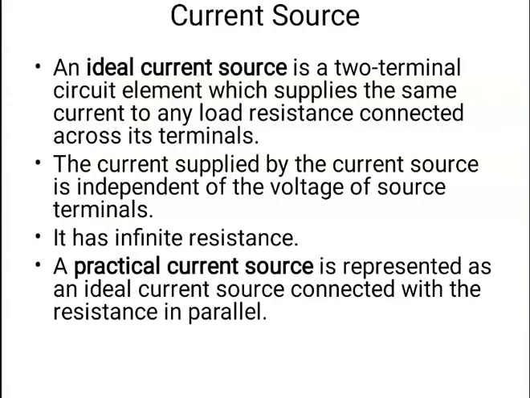Now let us see the current source. What should an ideal current source do, and what does a practical current source do? An ideal current source is a two-terminal circuit element which supplies the same current to any load resistance connected across its terminals. Just like a voltage source provides a constant voltage irrespective of the load, an ideal current source should provide a constant current irrespective of any load resistance connected across the terminals. The current supplied by the current source is independent of the voltage. It has infinite resistance.